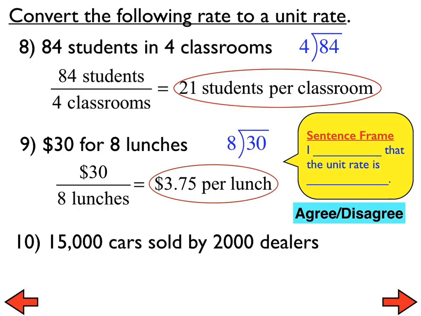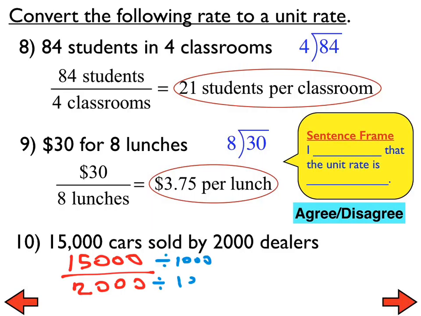$3.75 per lunch. Go ahead and do this last one here. 15,000 cars sold by 2,000 dealers. How many cars does each dealer sell? This is an average, so it's going to be a decimal. Again, these are really big numbers. So if you reduce it, first divide by 1,000, which means you're doing this. This is a lot easier to divide. 15 divided by 2 instead of 15,000 divided by 2,000. This would be 7.5 cars per dealer.